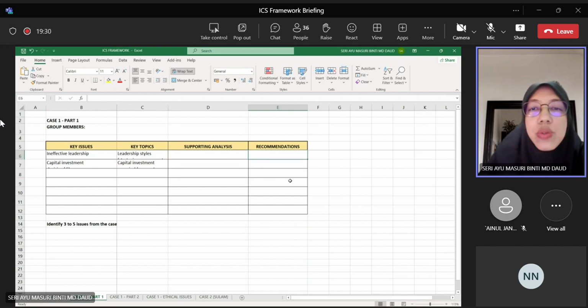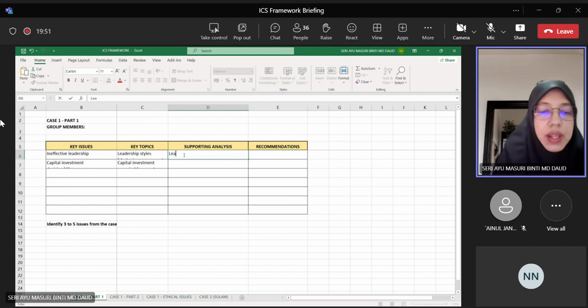We don't want you to just identify the issues and then jump to recommendations. We want to know what happened in between. How did you get to the recommendation? That's basically what this template is all about. It guides you to get to the appropriate solutions, or recommendations. So let's say for supporting analysis, what do you think can be the supporting analysis here? Maybe leadership theory. Okay, let's say.